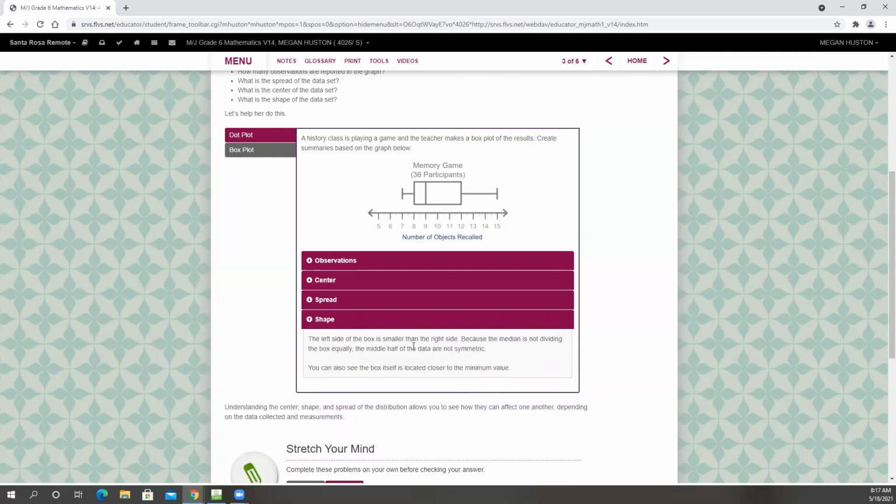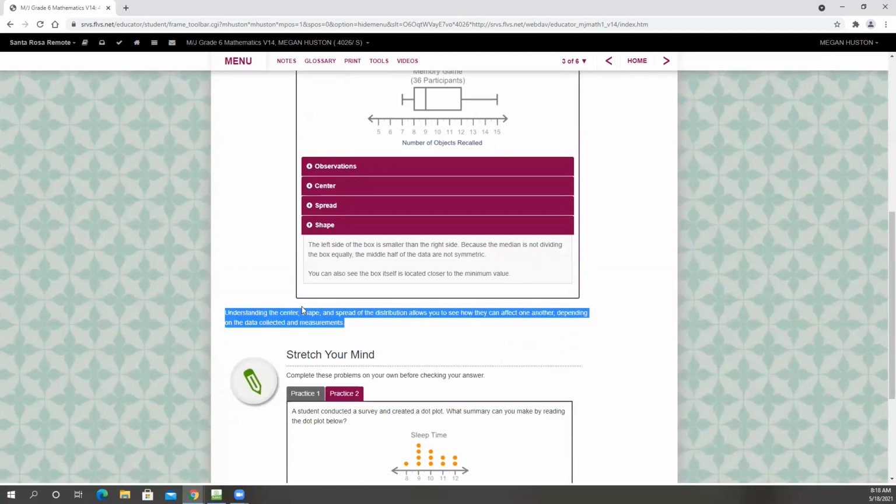And then the shape: the left side of the box is smaller than the right. Because the median is not dividing the box evenly, the middle half of the data is not symmetrical. So on the left side it's a little more squished together, and the right side is more spread out. So the first 50% of our data is close together, and the second half is more spread out. You can also see the box itself is located closer to the minimum value, and that goes along with the lower half of the data being closer together.